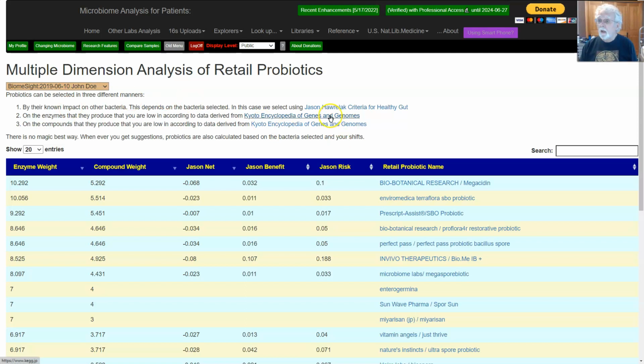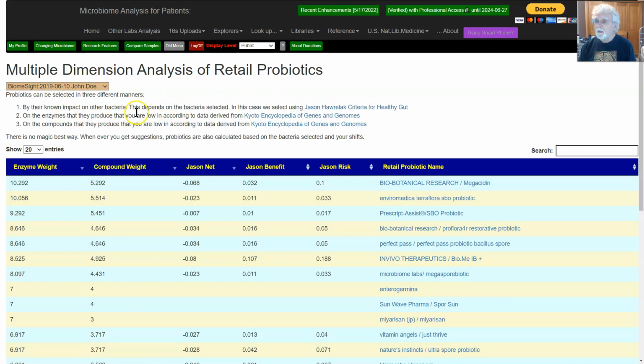And what I did is I went over and used Jason Hawrelak's criteria for a healthy gut. And so it's a small set of bacteria which are being used. And voila, those are the ones for which we see how the probiotics influence what he deems to be the key bacteria. Does it correct your shifts or doesn't it correct your shifts?